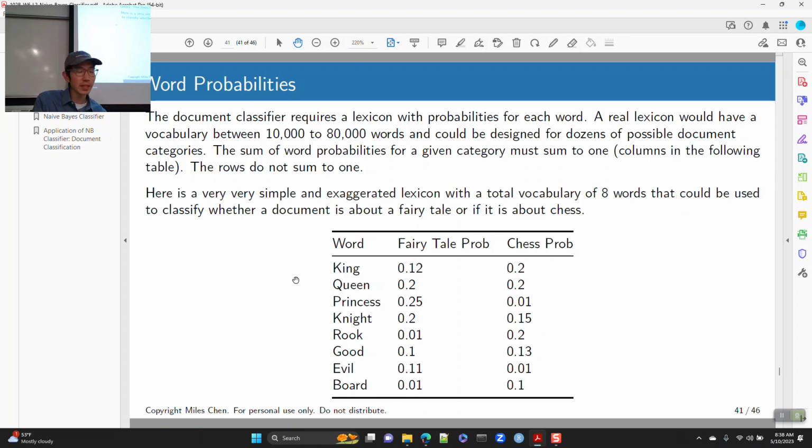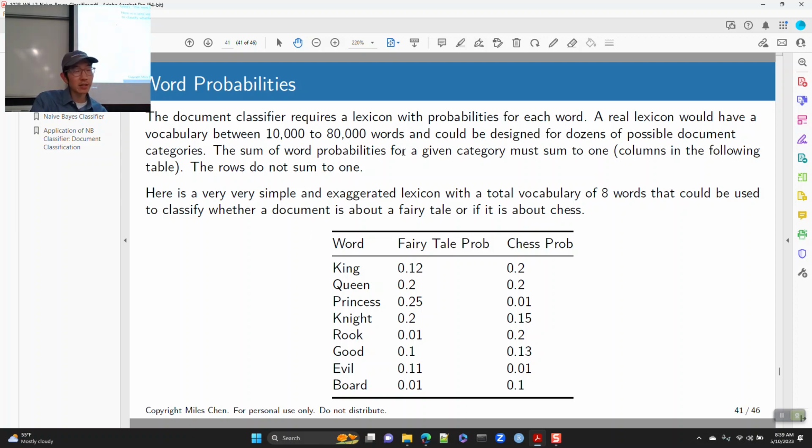And the lexicon could be designed for dozens of possible document categories. So if you want to classify a news article, you might have, these are the 20,000 words that we're looking for, and these are what we think the probabilities are if the document is about politics, or these are probabilities if we think the document is about sports, or about some other subject.